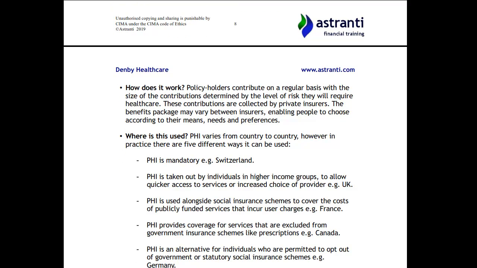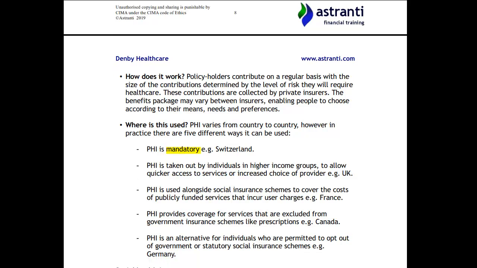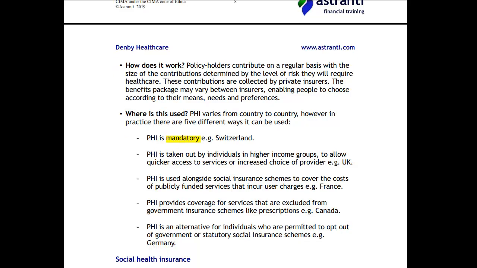Now, in some cases, PHI is mandatory, so it has to be paid. In some cases, PHI is taken out by individuals in higher income groups. So this is the case in countries like the UK, which does have a publicly funded healthcare system, but individuals in higher income groups with that level of disposable income might choose to take out an insurance policy so that they're able to access a better standard of medical treatment more quickly than they would through the publicly funded NHS.